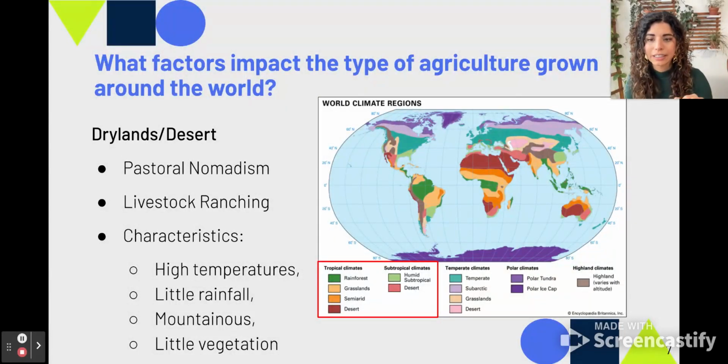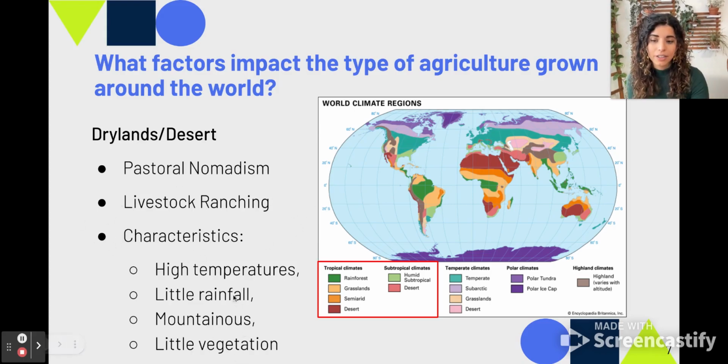Moving into some drylands and desert. Here we see practices such as pastoral nomadism, or when people will herd their animals and move with them from place to place in order to provide food. They'll basically move along with their herd. This is something that isn't practiced a whole lot anymore. It used to be a much more common practice, but now we do still see a few groups that continue this type of agriculture. Also livestock ranching.